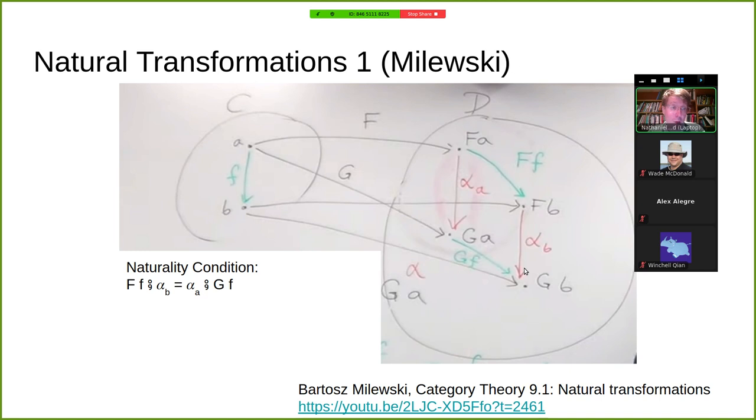Either way we go, to go from FA to GB, green arrow at the top, red arrow down, compared to red arrow down, green arrow at the bottom, we're going from FA to GB. We're going from list of ints to maybe a bool, and we want it to give the same value. We want it to be natural. We want it to not get into the vagaries of, did we do the mapping on the list first and then extract the first thing? Or do we extract the first thing first and then do the mapping? It should give the same thing, right?